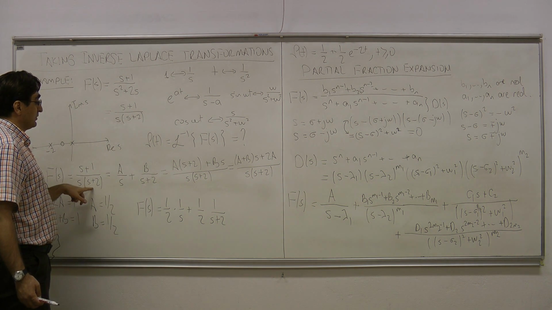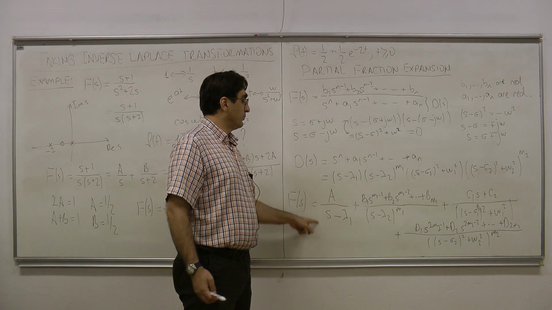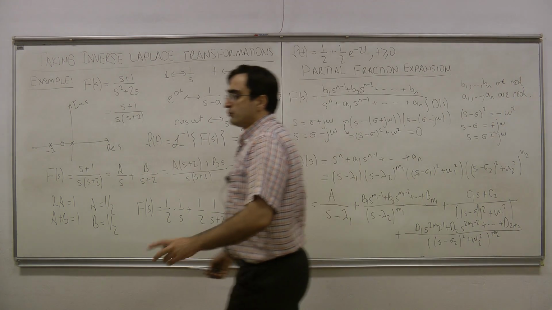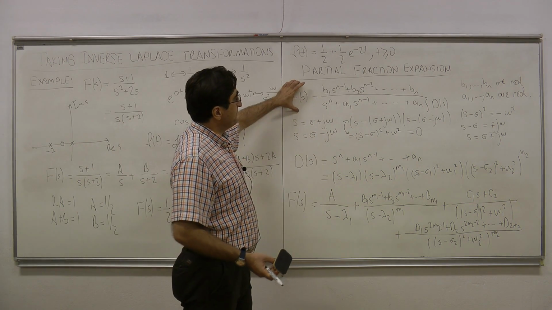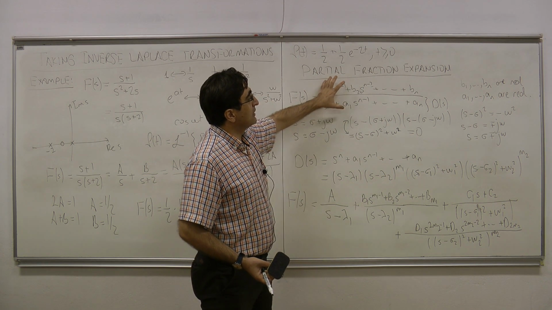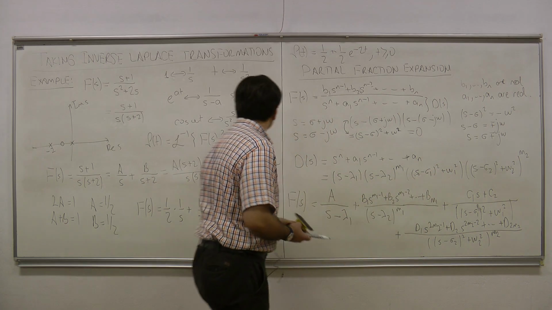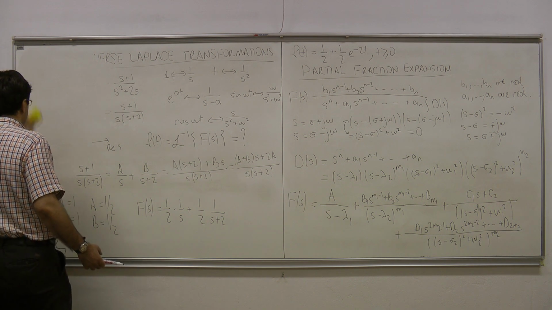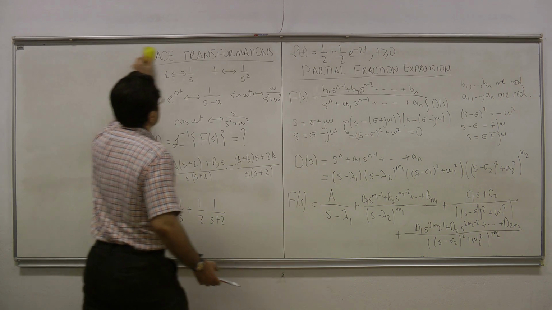I had s and s plus 2, so I added a term like this for the first one and the second one as well. So we're going to expand this F of s in this form. I start with a complicated Laplace transform, then I expand it in terms of some simpler functions. These simpler functions are called partial fractions of that complicated function. And then what are we going to do?